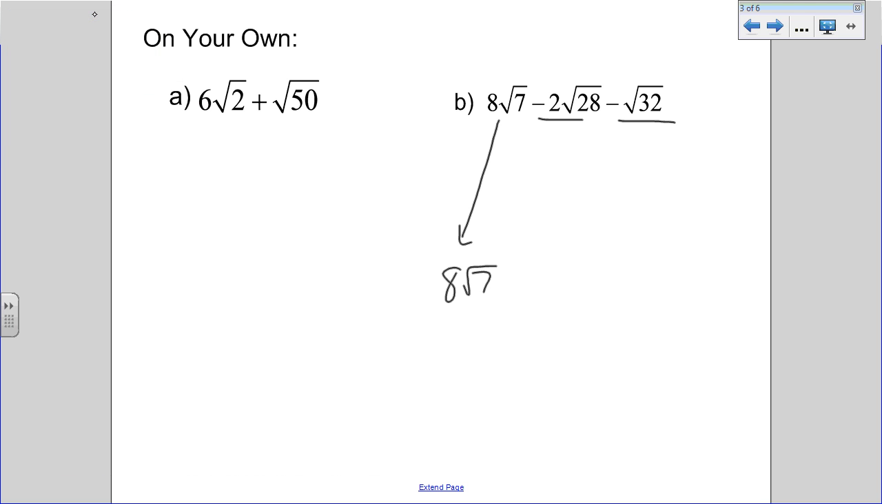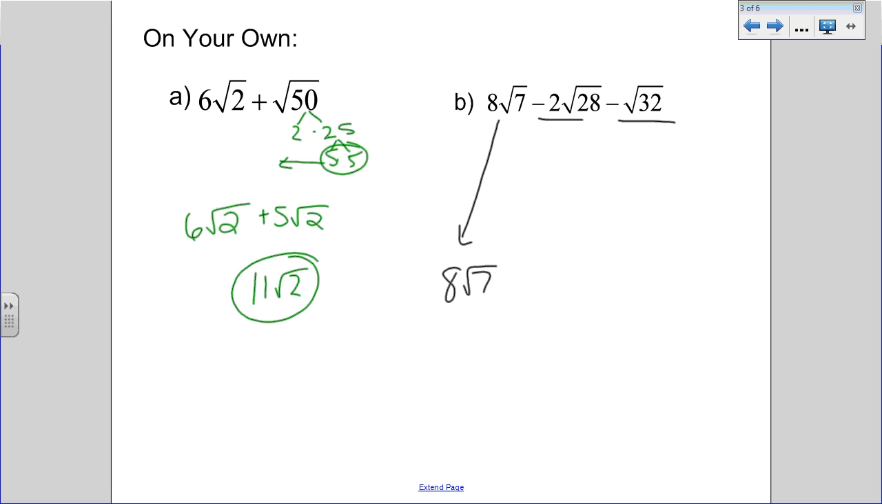So for the first one, 2 does not simplify, but I would love to have a 2 here. So start with that as your first factor. So we have 2 times 25. At that point, you've found your perfect square. So this stays 6 square roots of 2. The 5 comes out, and we have 5 square roots of 2. I think most of you, as I walked around, didn't have much problem coming up with that 11 square roots of 2.